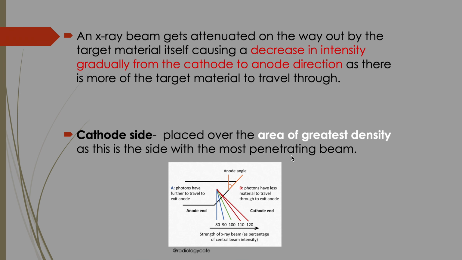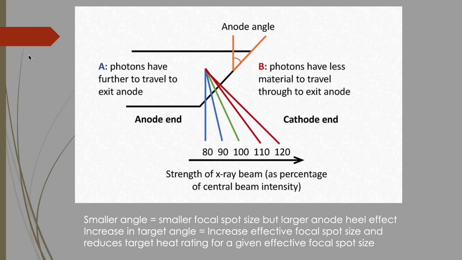So what exactly we mean is, an X-ray beam gets attenuated on the way out by the target material itself, causing a decrease in intensity gradually from cathode to anode direction, which I have explained in the previous slide. As there is more of the target material to travel through, which I have shown you towards the anode end, it has to travel more of the target material, whereas towards the cathode end, the beam has to travel less of the target. Hence, the intensity is more.